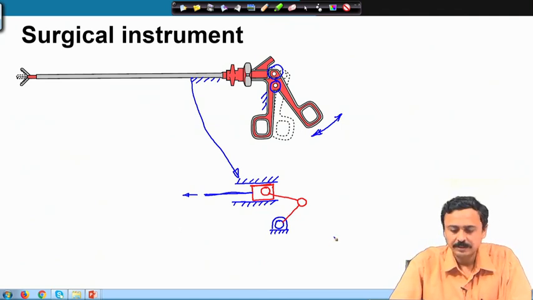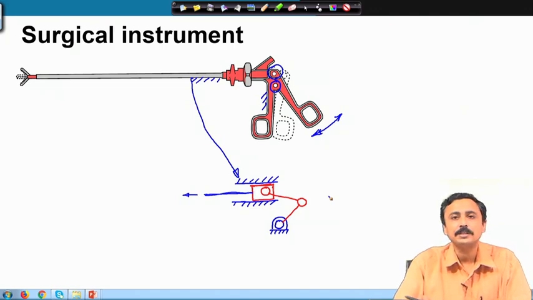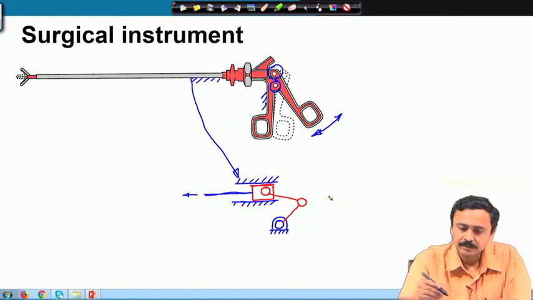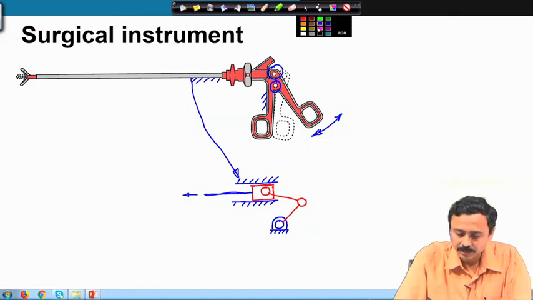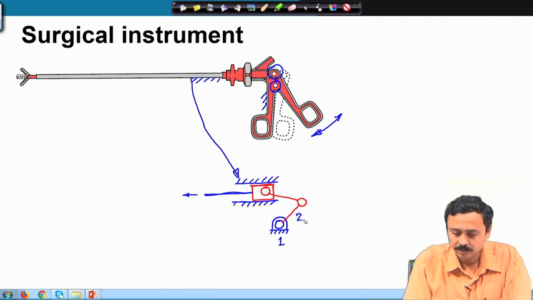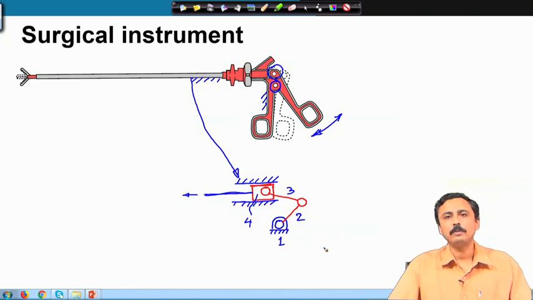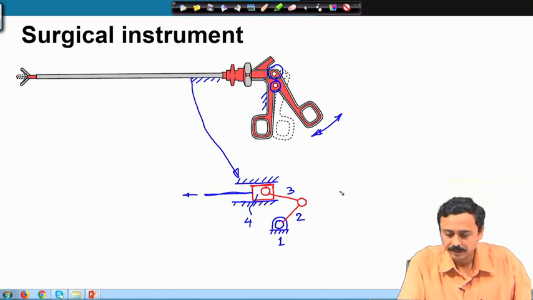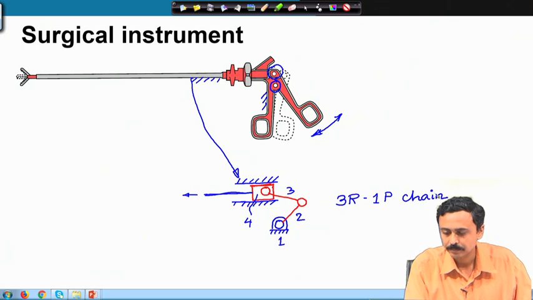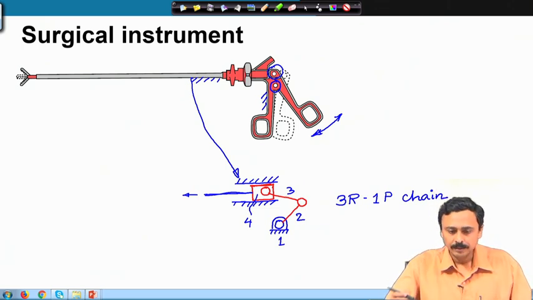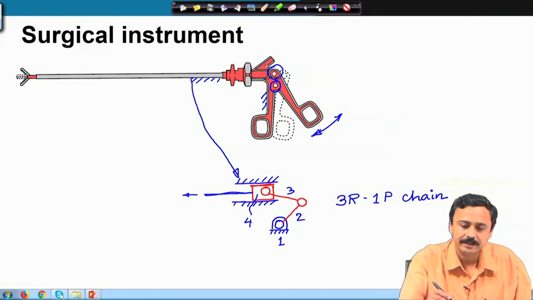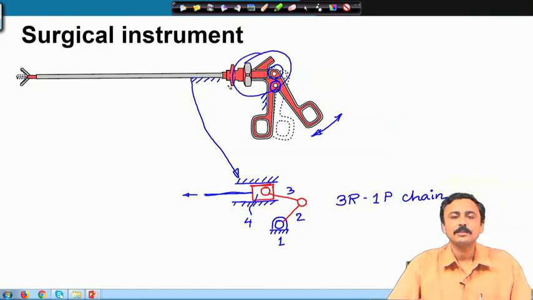Once again, you will see that I have not drawn these paraphernalia. I have not drawn the hand grip, for example. If we number once again, ground is 1, 2, 3, and this slider is 4. So, again we have a 4 bar mechanism, which is a 3R1P kinematic chain. Now, this slider which is inside this portion is not observable.